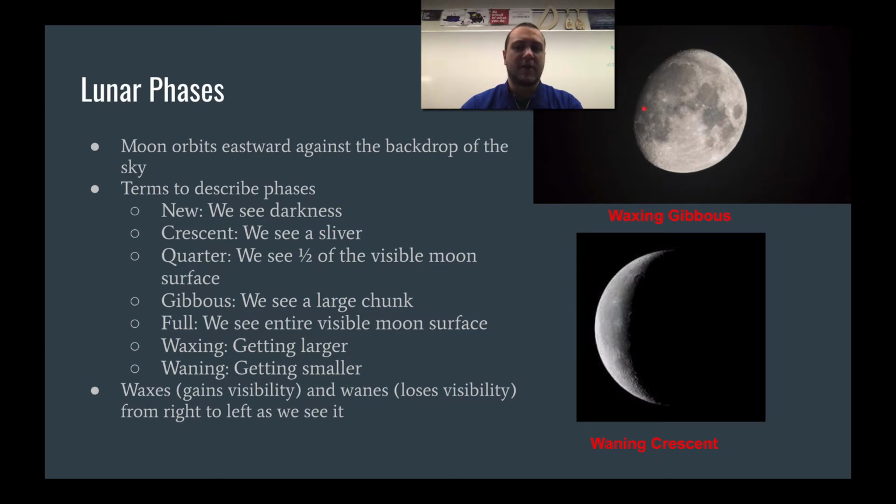Waxing means it gets bigger. Waning means it gets smaller. And when it waxes, we're going to gain more light on the moon. And as it wanes, we're going to lose that light on the moon. And that's going to go from right to left. So when it waxes, it's going to go from the right side to the left side as it gets brighter. And as it wanes, it's going to go from the right side to the left side as it loses light.